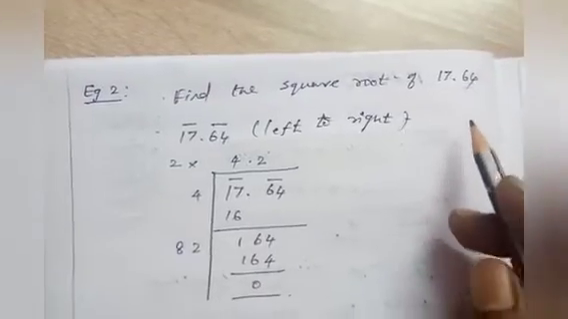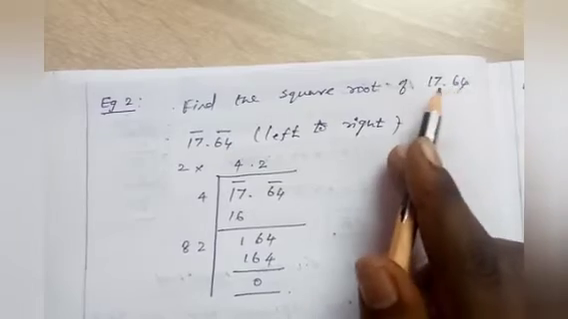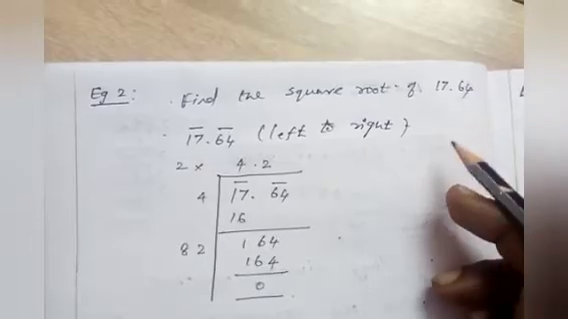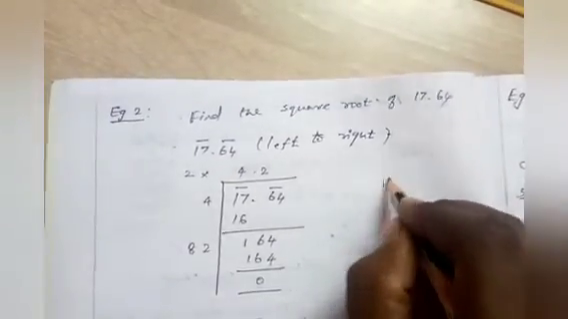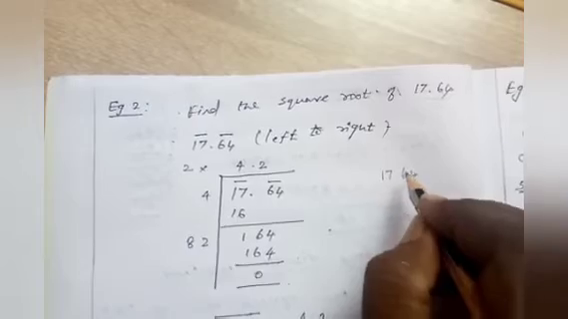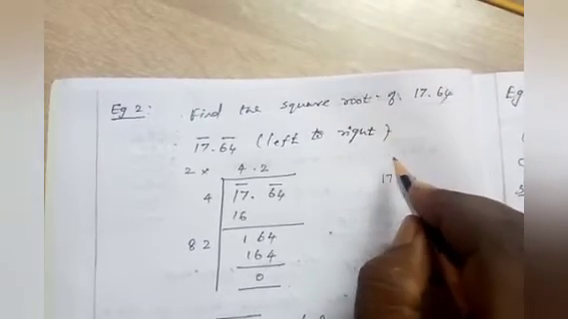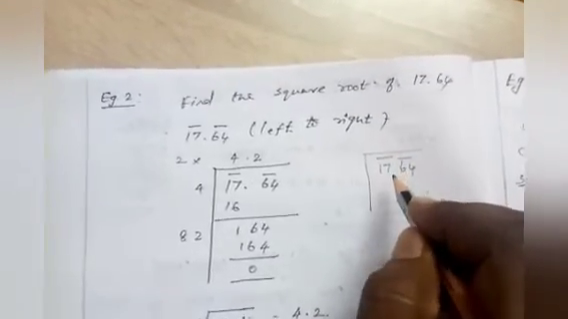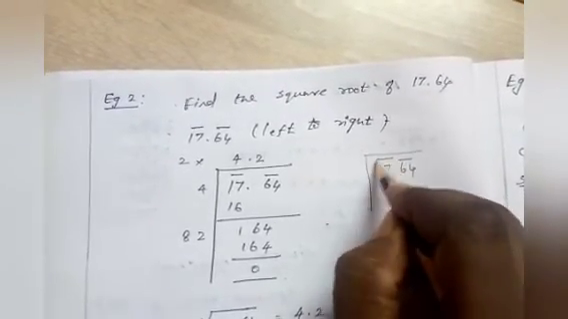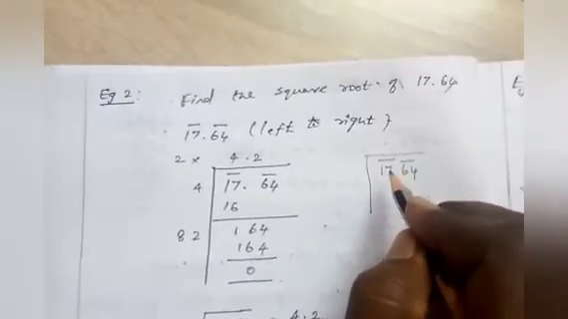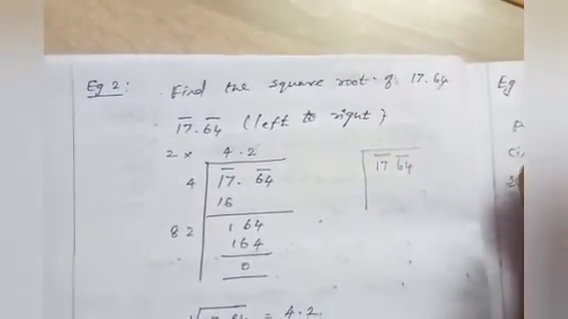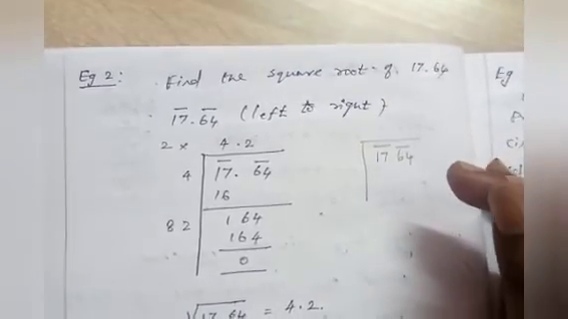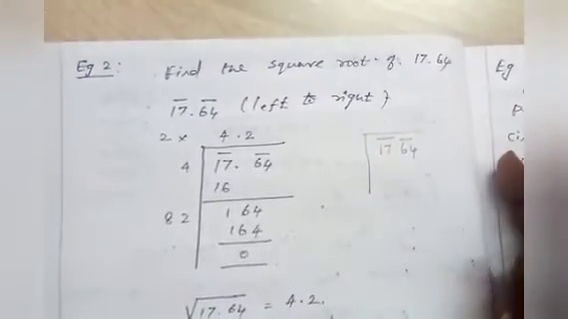The next example is: find the square root of 17.64 by the long division method. The first step is to make pairs from left to right. This is the first pair, 17. Find the nearest perfect square. 1 one is 1, 2 twos are 4, 3 threes are 9, 4 fours are 16. The next perfect square is 25.